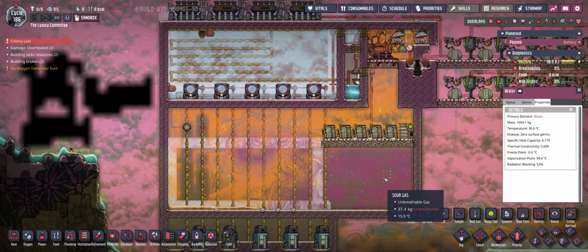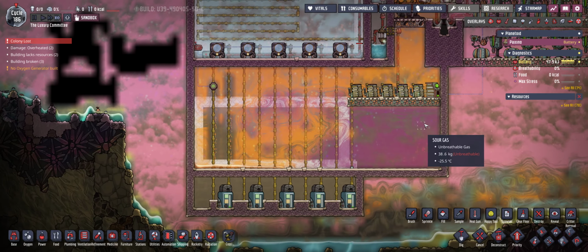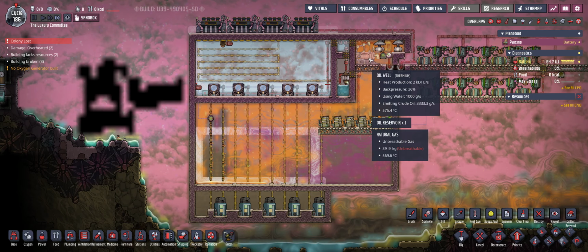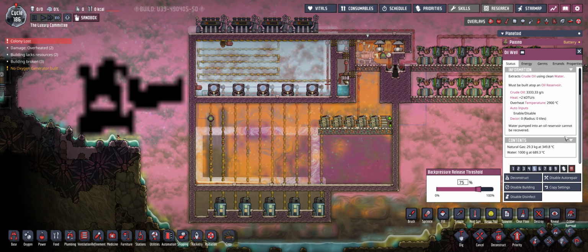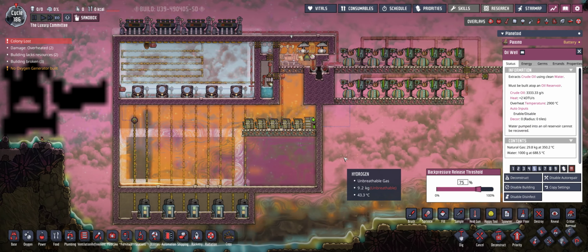That's of course physically not correct. And this is basically the reason why this setup will run endlessly as long as you regularly release pressure from the oil well. This requires some duplicant labor.